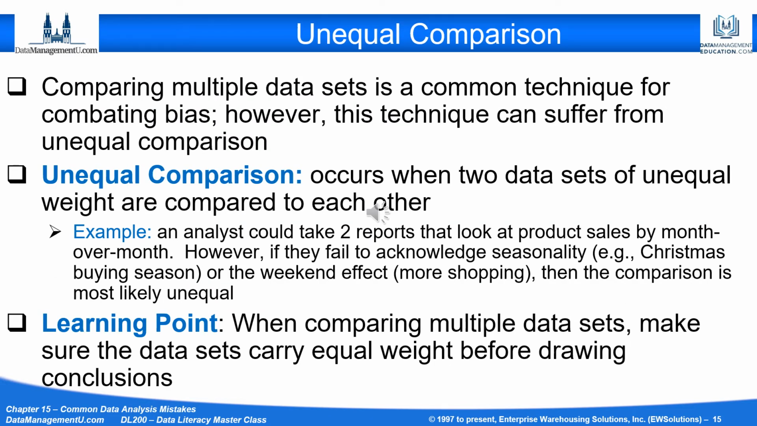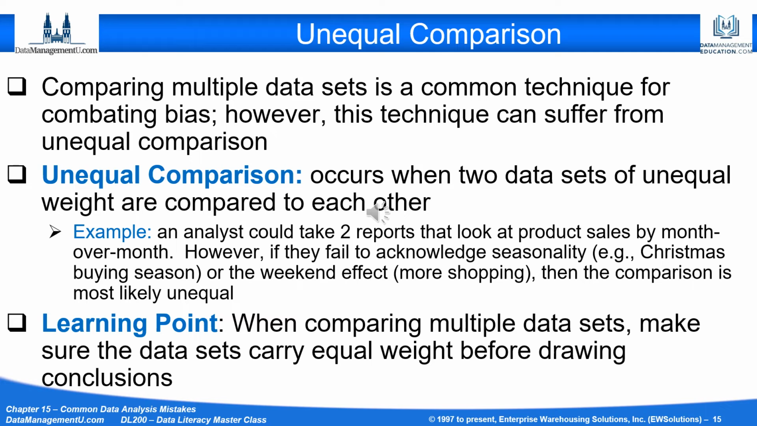Comparing multiple data sets is a common technique for combating bias. However, this technique can suffer from a mistake known as unequal comparison. This occurs when two data sets of unequal weight are compared against each other. So let me give an example.